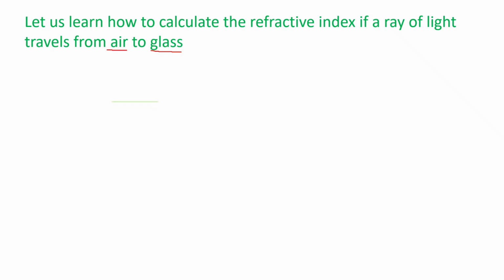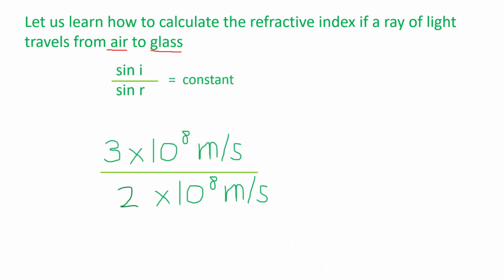Now how do you calculate this? Sin i by sin r is a constant. So here speed of light in air, we write that first, by speed of light in glass. So speed of light in air is 3 into 10 raised to 8 m s^-1, and speed of light in glass is 2 into 10 raised to 8 m s^-1. Now as usual we divide, so we score it out and we write 3 by 2, which is nothing but 1.5. So refractive index of glass is 1.5, and as I said earlier, does not have a unit. It's just 1.5. It's just the value. I hope this is clear.